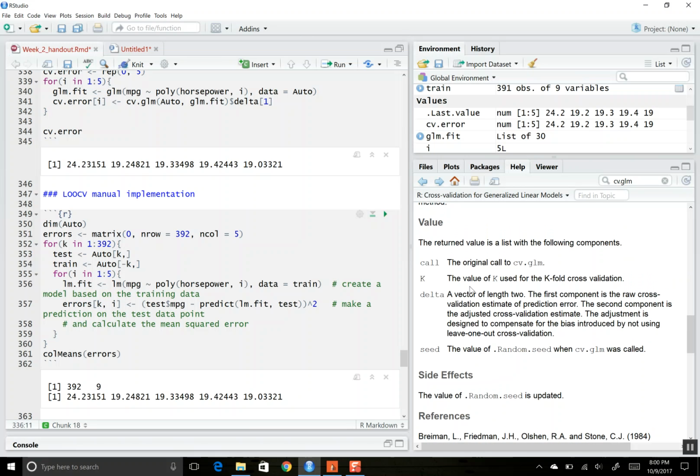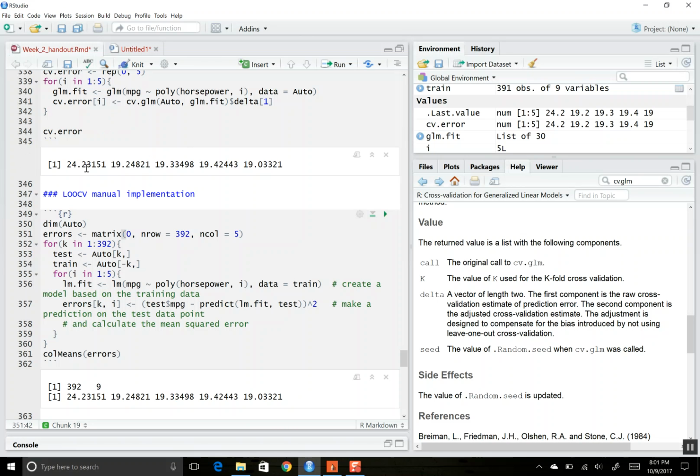But basically, the output of cv.glm is a list, but there's really only one thing that's interesting to us, which is delta. Call is the original call. The k is k, if you did k-fold cross-validation, which we'll talk about next, versus leave one out. And the seed is the value of the random seed when GLM was called. These are useful in case you want to use the output of cv.glm in another function.